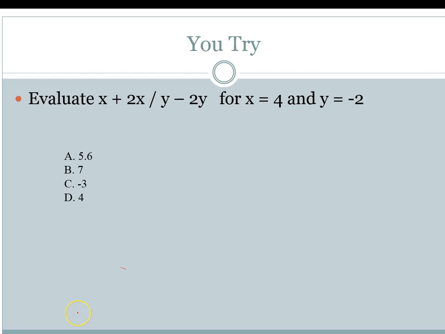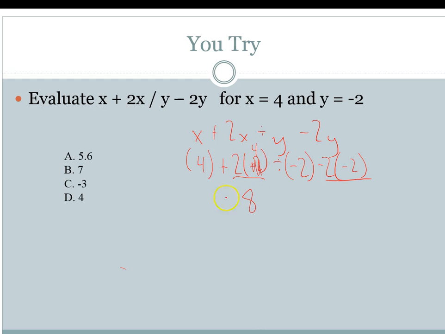If we go back and do this problem, x plus 2x divided by y minus 2y, and then we plug in the values for x and the values for y. Whoops, that wasn't right. That should be 4. And the value for y. And then simplify, following the order of operations. Multiplying would be first. 2 times 4 is 8. You can drop the parentheses after your first step, unless the number is negative. Then it's best to keep it in parentheses to keep it separated from a subtraction sign.